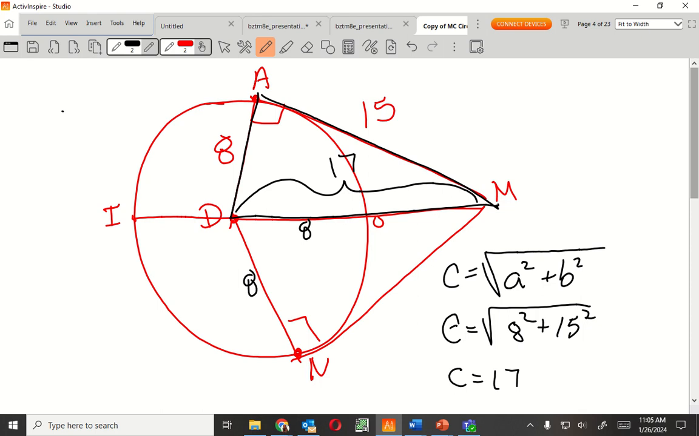Okay, so if these things are congruent to each other, we have two tangents over here, right? These two tangents that touch at this point. What do you think NM is going to be? 15. Didn't we just learn that on the last example? If this is 15 here, this is also 15.